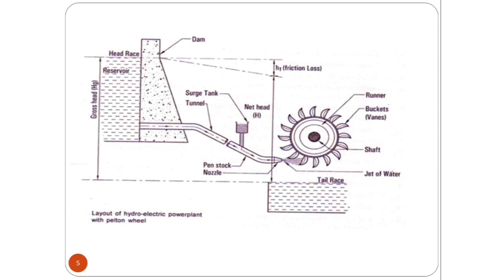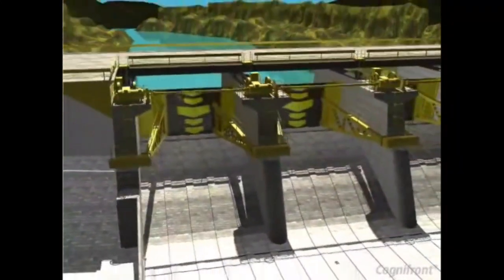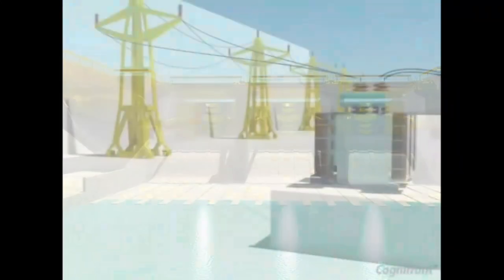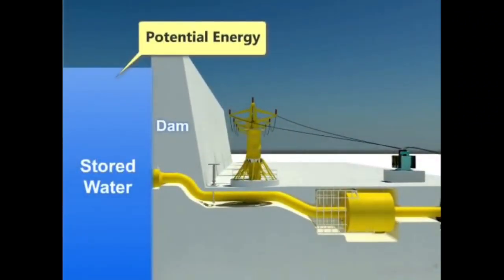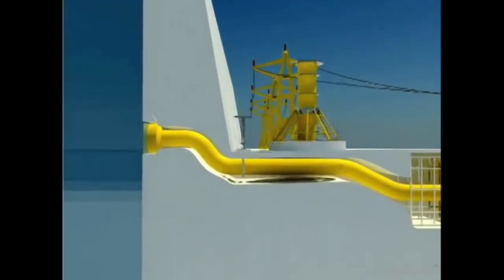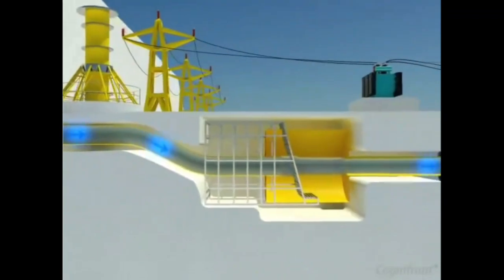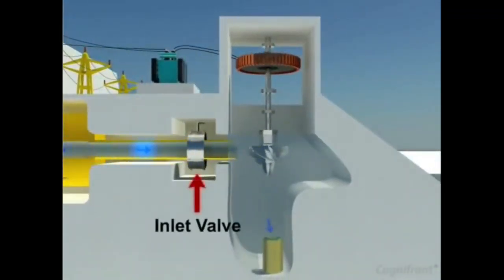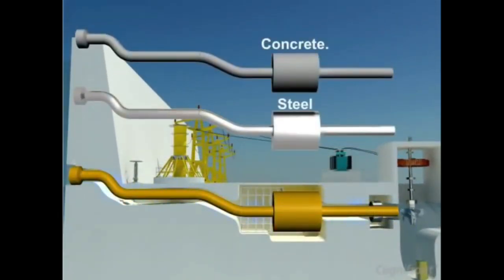I will explain these things using an animation video. Let us go with the animation video. A dam is constructed across the flow of water, so it will result in the formation of a reservoir on the upstream side. Here water under high pressure, that is potential energy, will be present. Water will flow under high pressure through this pipe, the penstock, which is of larger diameter. It is controlled by using the inlet valve. These penstocks are made of either concrete or steel.